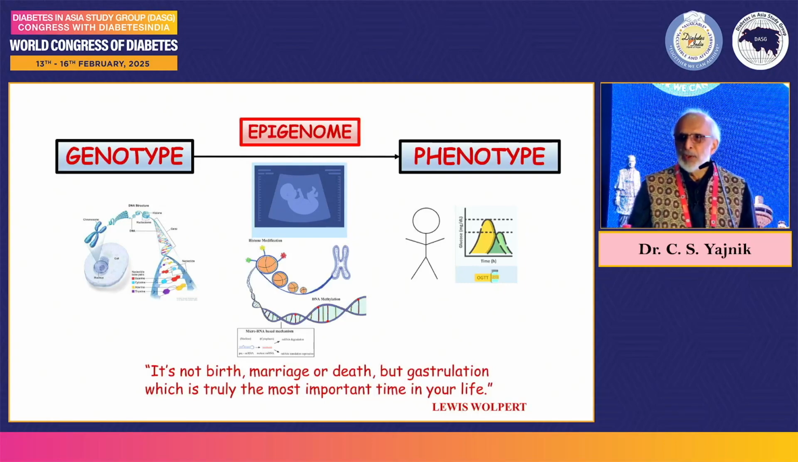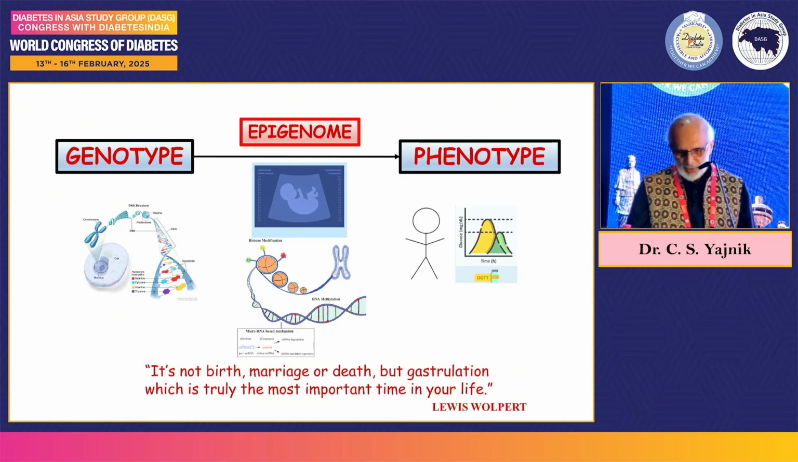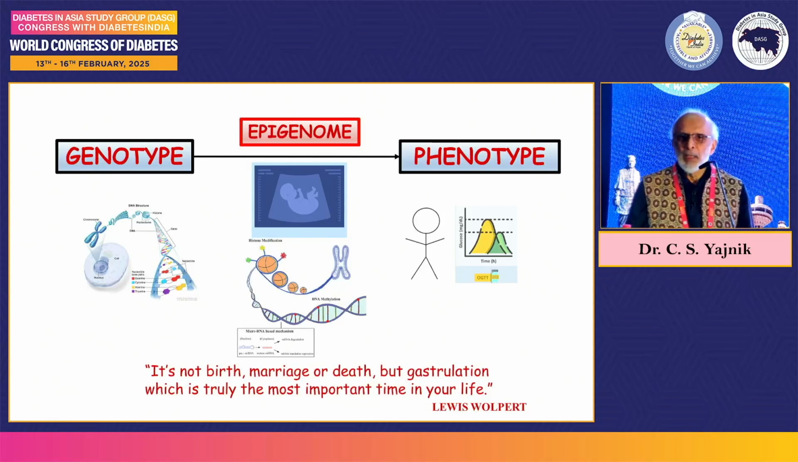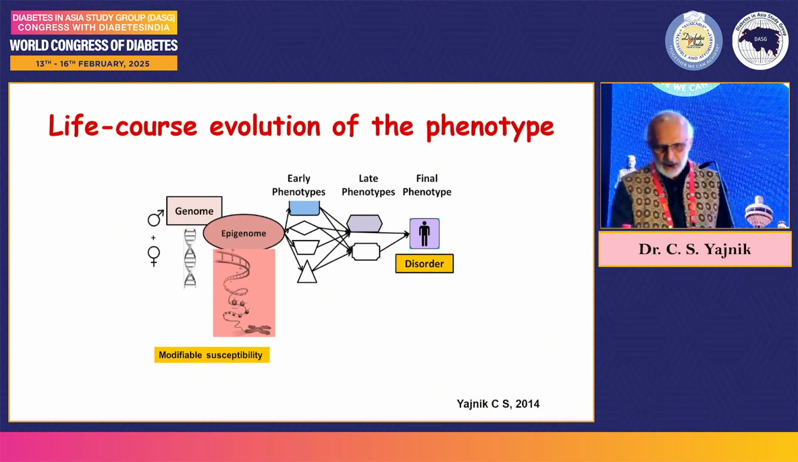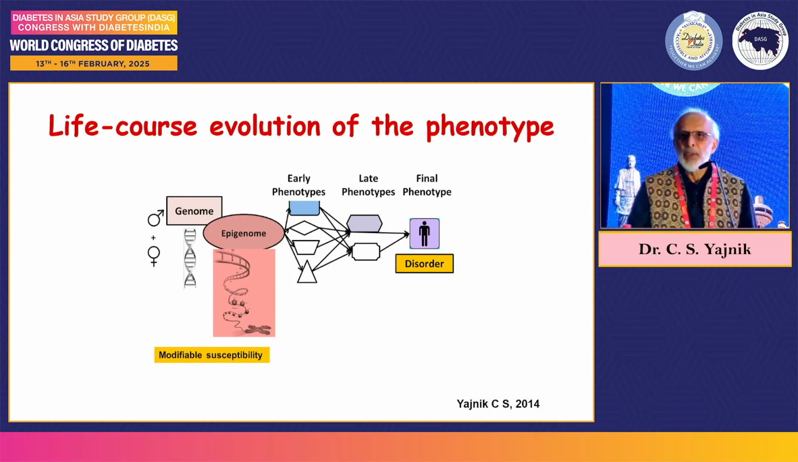Another British embryologist is well known for his famous quotation. He said, it's not birth, marriage, or death, but gastrulation, which is truly the most important time in your life, because it's in the pre-implantation embryo that epigenetic reprogramming is over. And I drew this figure many years ago, that genome and epigenome are a combined susceptibility. The important thing about epigenetics is that it's modifiable.